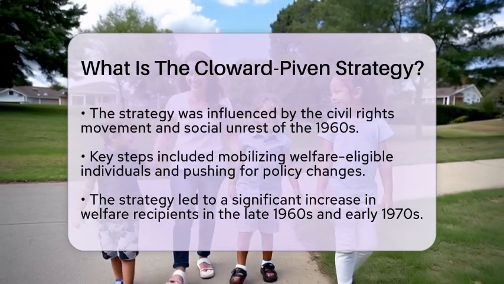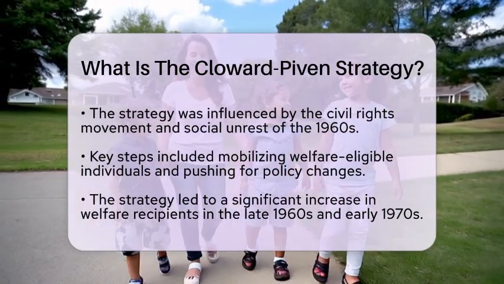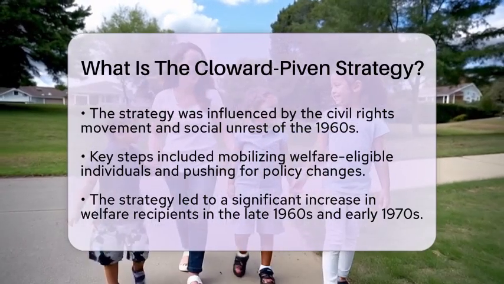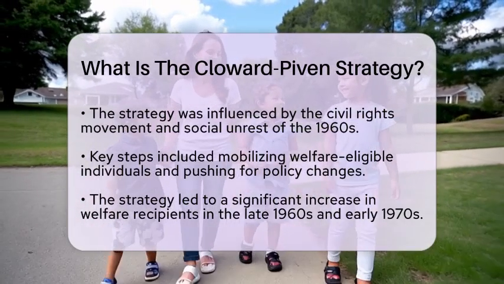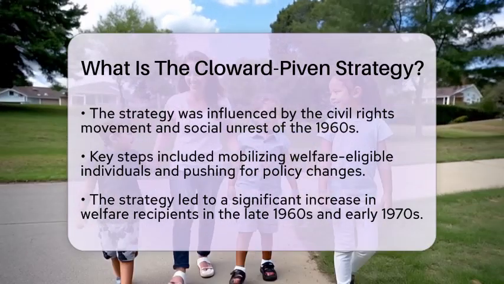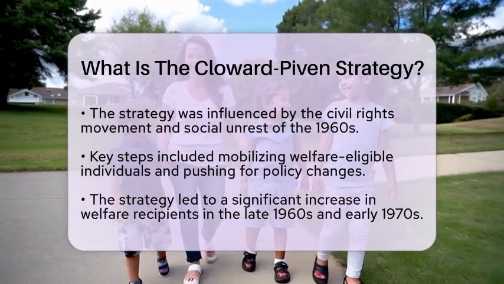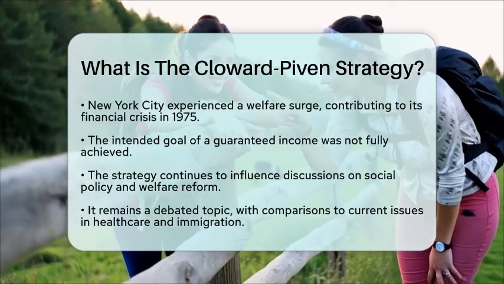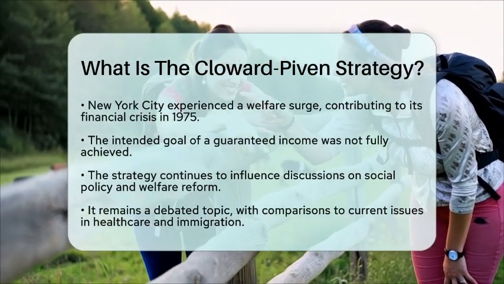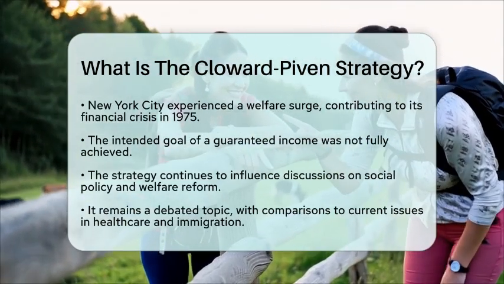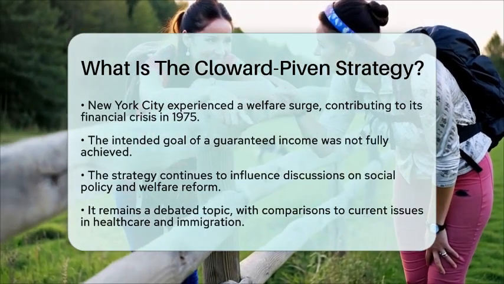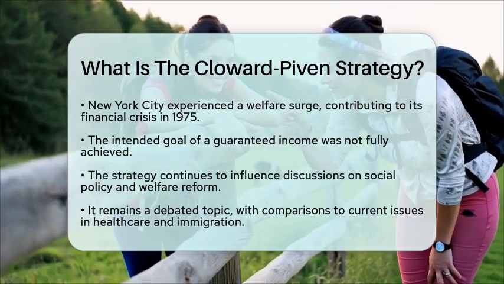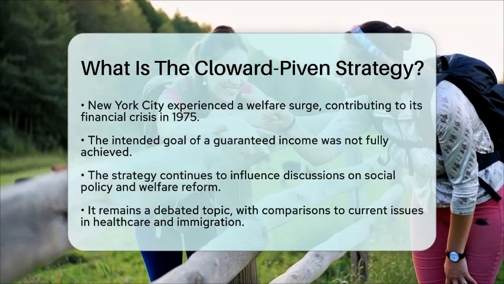In practice, this strategy did lead to an increase in welfare recipients, especially in the late 1960s and early 1970s. For example, in New York City, the number of people on welfare rose significantly, contributing to the city's financial crisis and eventual bankruptcy in 1975. However, the ultimate goal of establishing a guaranteed annual income and a more socialist system was not achieved.